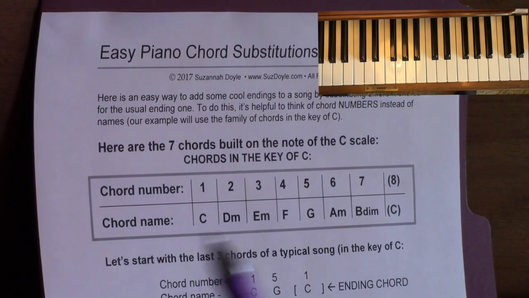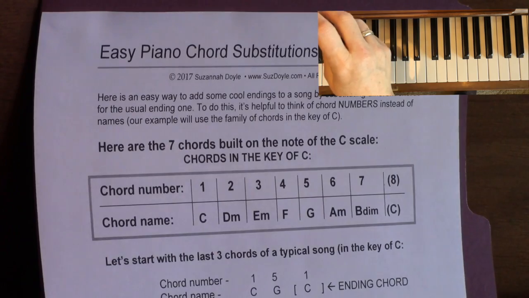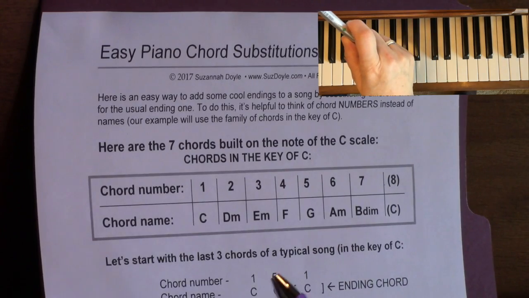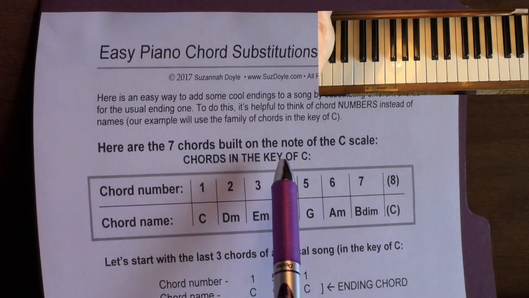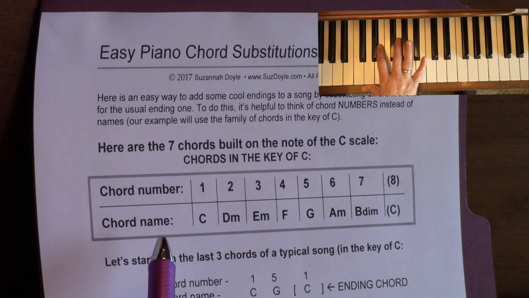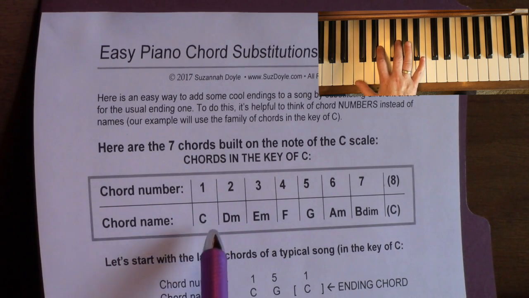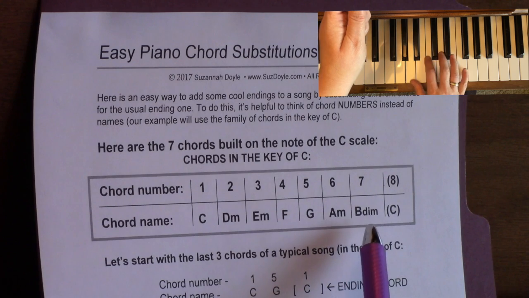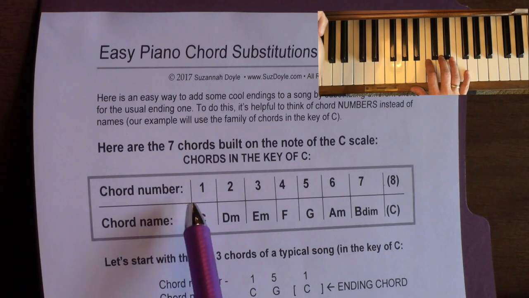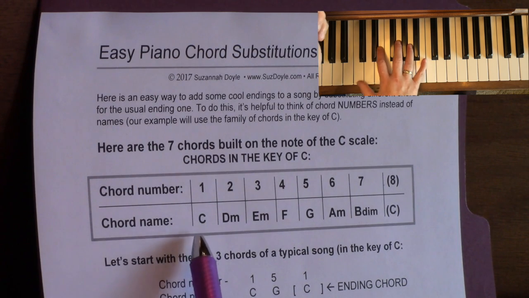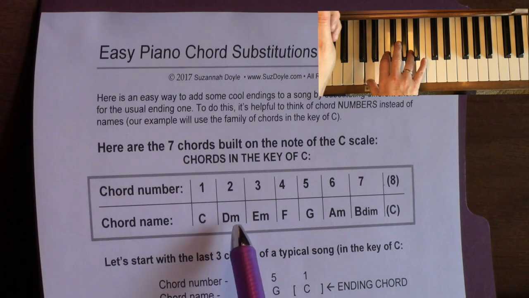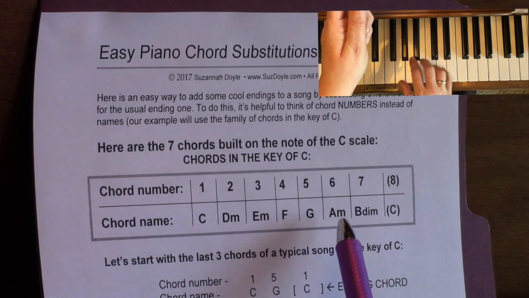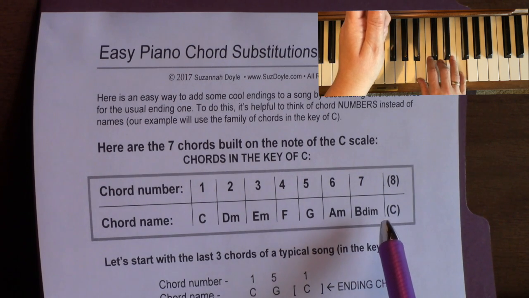The foundational thing about doing piano chord substitutions is to know what key you're in and what 7 chords belong to that key. In this case, we're going to be talking about the key of C and chords built on the notes of that C scale. Your chords in the key of C are C, D minor, E minor, F, G, A minor, B diminished. It's very helpful when doing substitutions to think in chord numbers. Chord number 1 is C, chord number 2 is D minor, 3 is E minor, chord 4 is F, 5 is G, 6 is A minor, and 7 is B diminished.